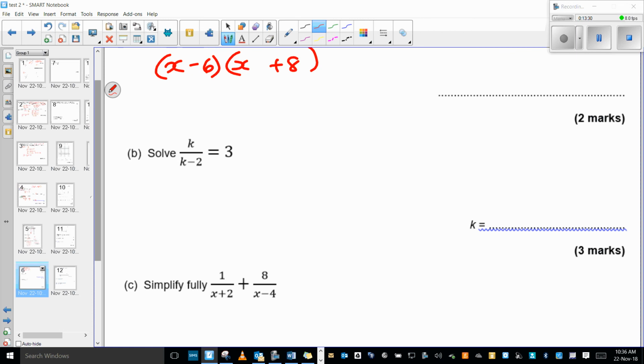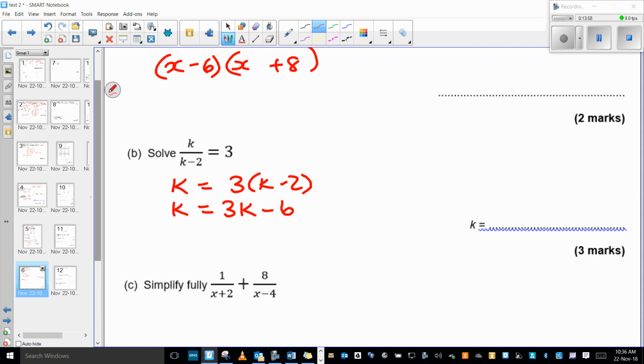K over k minus 2, we're solving. That means that we're trying to find the value of k. So we have a fraction here. We don't like fractions. Let's try and get rid of it, which means multiplying both sides by k minus 2. So your first line of working would ideally be this. Okay? I've got brackets involved. I don't like brackets, so I'm going to expand them. You've got to remember that both terms in the bracket are multiplied by 3.